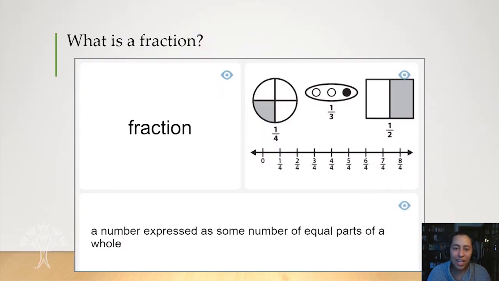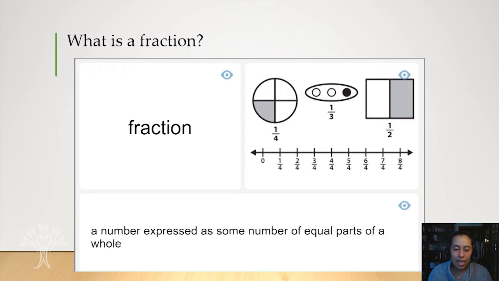So let's start by talking about what a fraction is. On the screen, you can see the word fraction, some picture examples, and a definition. A fraction is a number expressed as some number of equal parts of a whole. That's a little confusing. Let's talk about what that means. Take a look at the circle on the screen in front of you. Do you see how there are lines across it that break it into parts that are the same size? Those parts are each a fraction or a part of the whole circle.